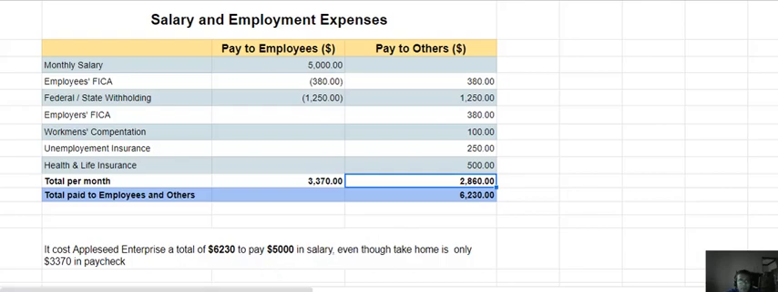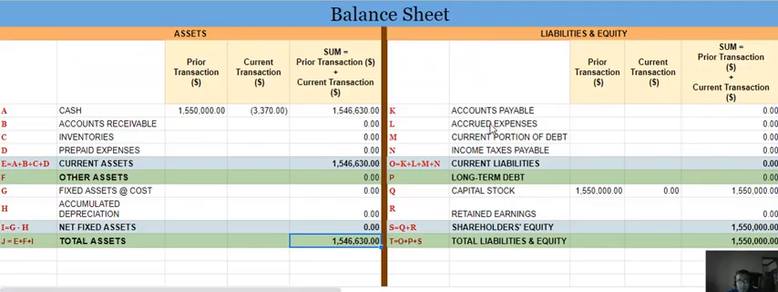So this much amount we can add in the accrued expenses. So let's go to the accrued expenses. I'm adding $2,860 here in the current transaction. There is no prior transaction for accrued expenses. My current transaction for accrued expenses is $2,860. The total amount is $2,860, and the current liability is $2,860.